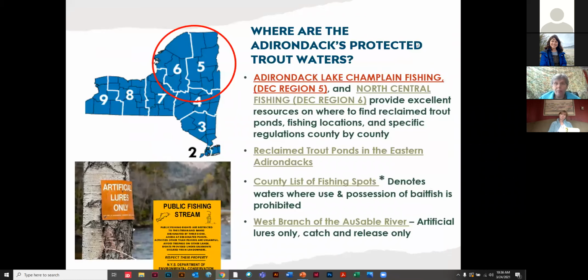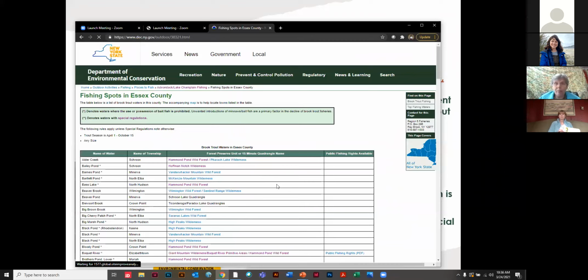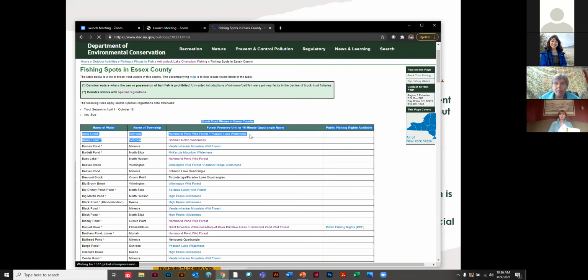But you can also find that list of county fishing spots, which will have their own specific regulations. So for example, I'm going to go to the Hoffman Notch Wilderness. We're going to have different regulations based on different ponds. So I might be finding it based on closeness of where I'm at.